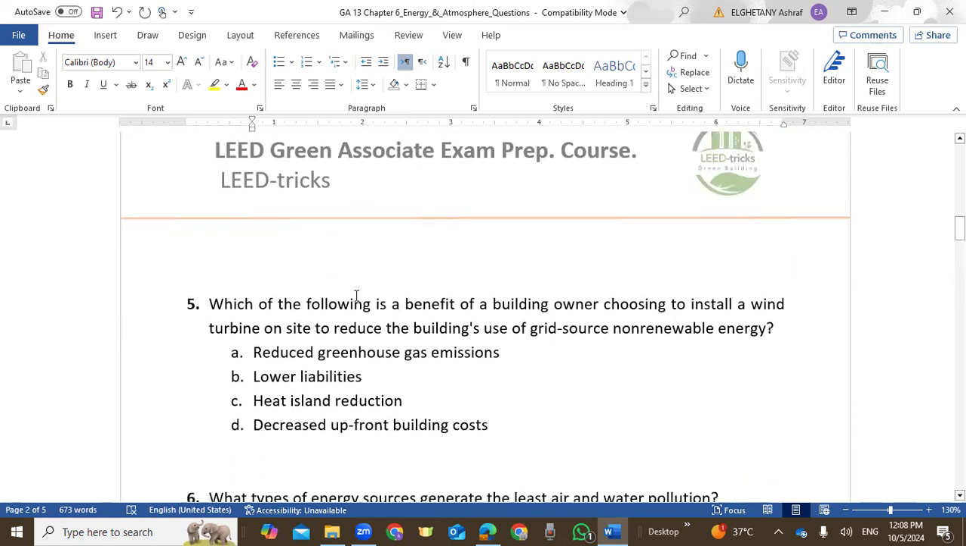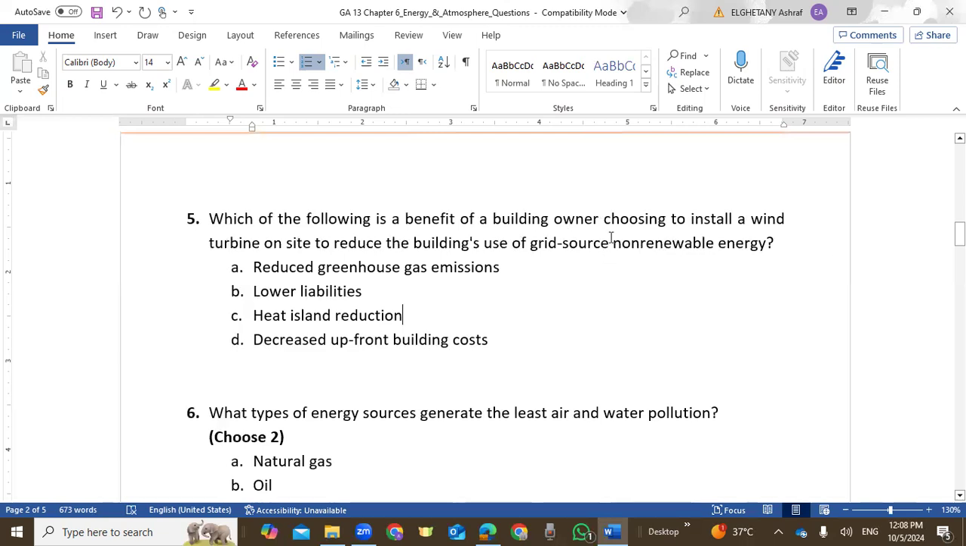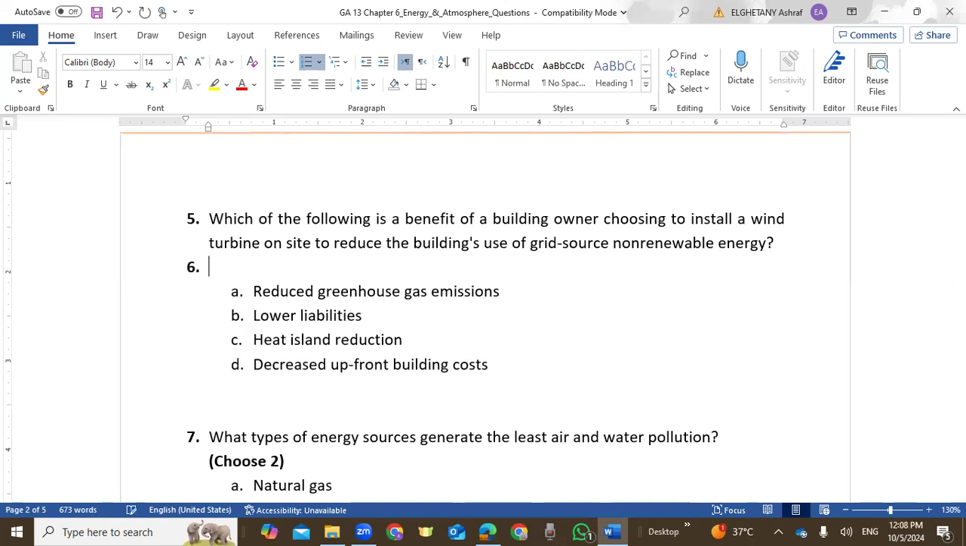Which of the following is a benefit of a building owner choosing to install a wind turbine? Wind turbine means on-site what? On-site renewable energy, to reduce the building's use of grid source non-renewable energy. So I install power generation on site to reduce greenhouse gas emissions, to lower liabilities, to reduce heat island, to decrease upfront building cost. Of course, yes. Excellent. Thank you.